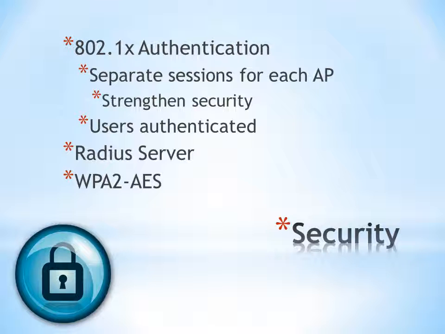For the security protocol, WPA2 AES, it's the strongest wireless security protocol I found. We definitely don't want to use WEP in a situation like this, or any of the weaker protocols. So WPA2 also uses AES encryption, which is pretty strong. So these are the security measures I do plan to implement with the network.